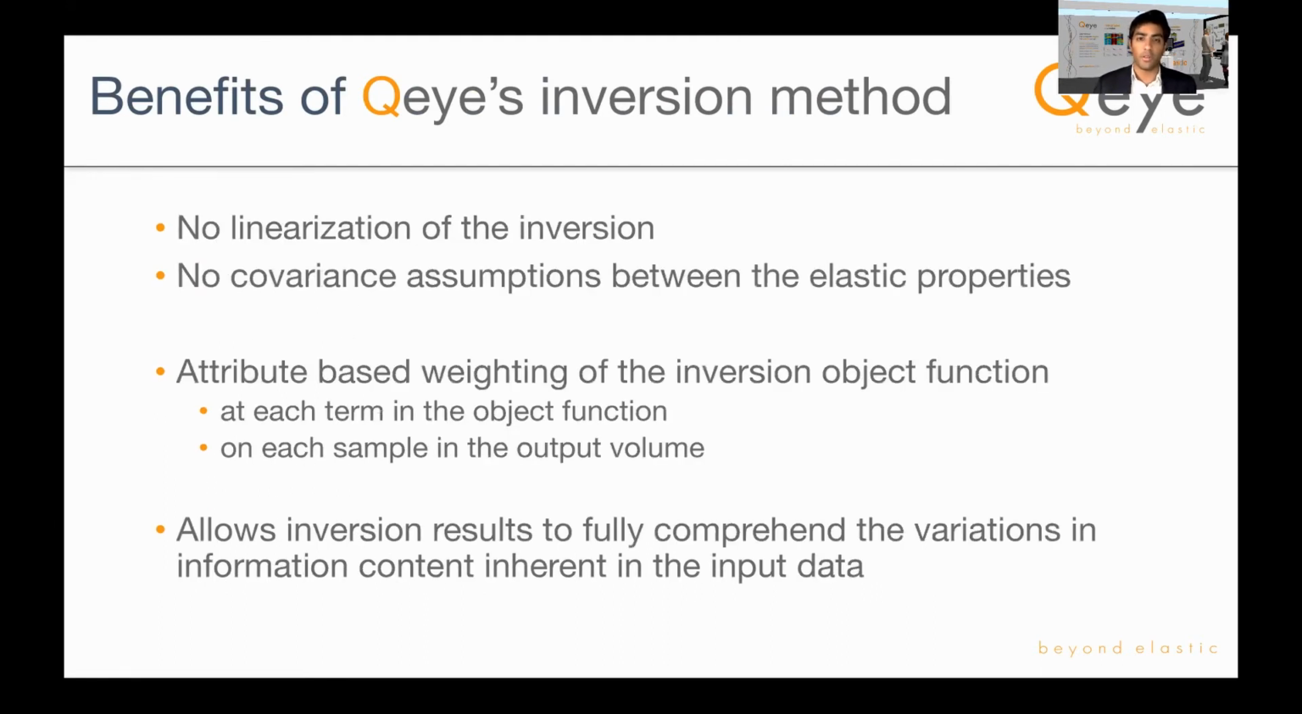The QI algorithm does not linearize the inversion, nor does it make any prior assumptions of the relationship between the terms. Either of those two simplifications would compromise the inversion result.